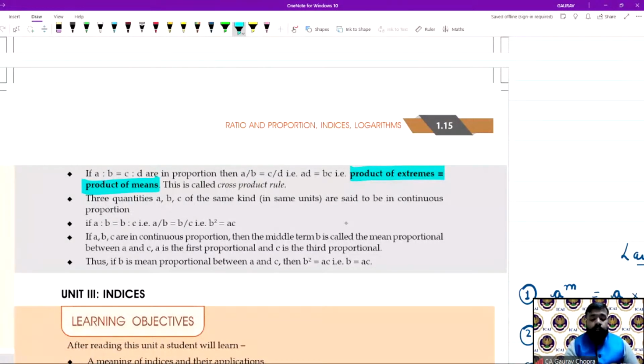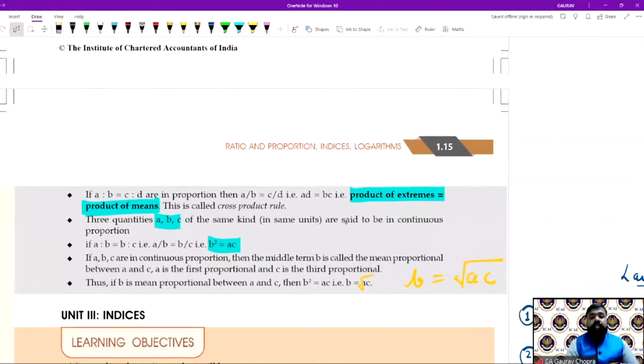Then in case of three terms, we can apply this as B square equal to AC. If A, B, and C are in continuous proportion, then the mean proportional can be found out using the above formula. So B square is equal to AC. So we can write B is equal to root of AC. So this can be written.